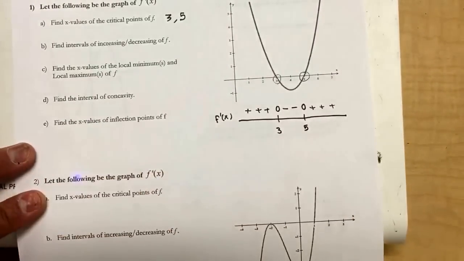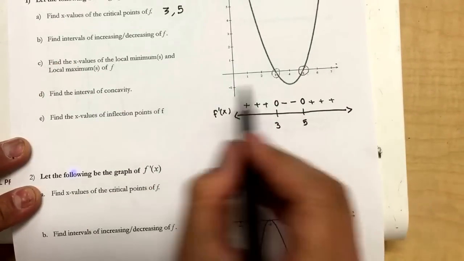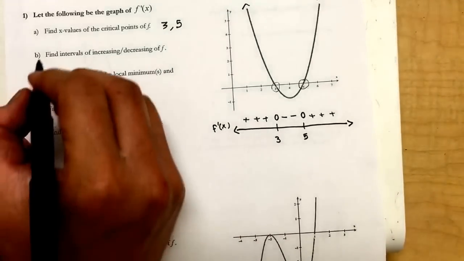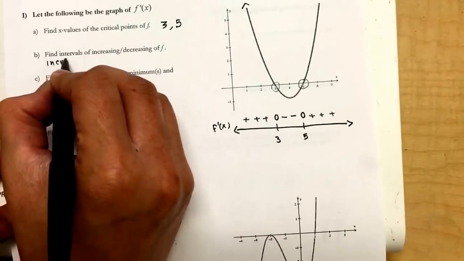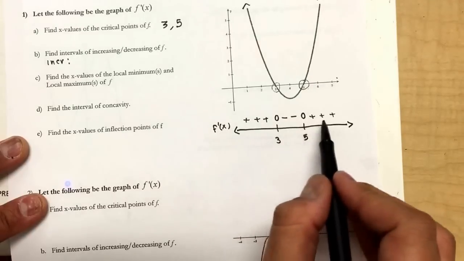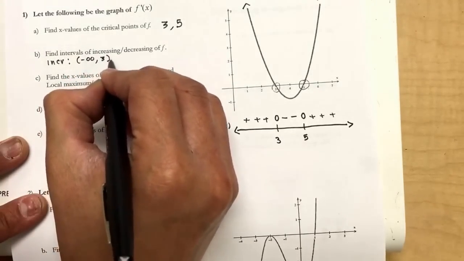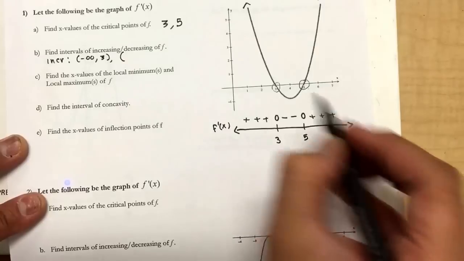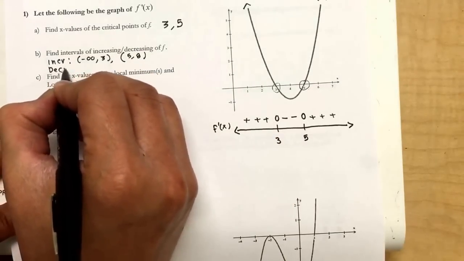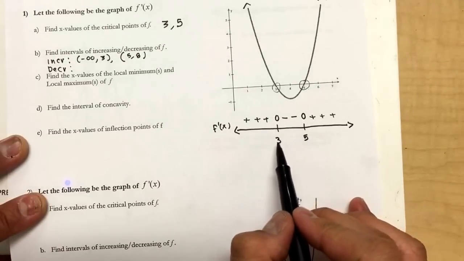So we can now easily identify on which interval the graph is increasing or decreasing, and I'm going to assume that there are arrows on these graphs. So it is increasing where the derivative is positive. That would be from negative infinity up to 3, and from 5 to infinity. Okay? It is decreasing where the first derivative is negative, so that would be from 3 to 5.